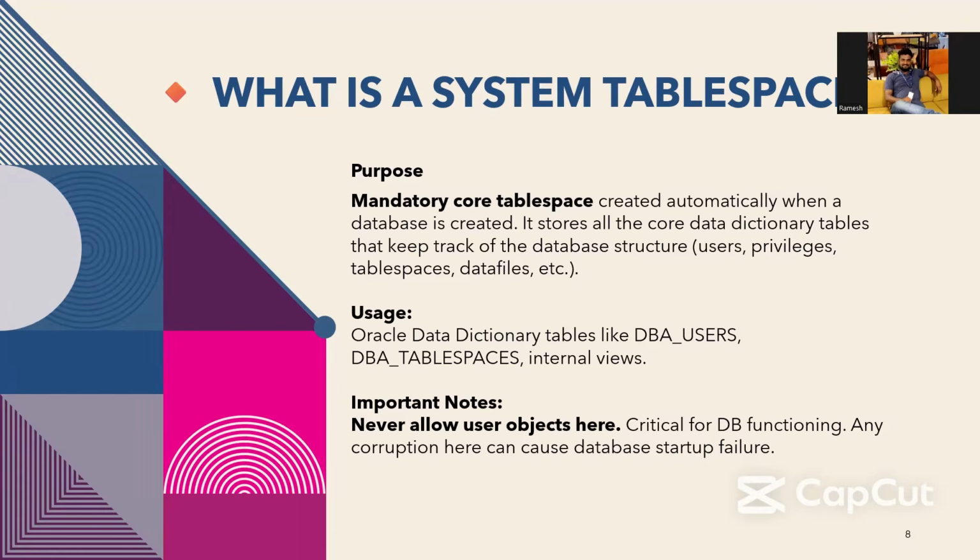Whatever has happened, like how many users, which user has which privileges, how many table spaces, what the data files are, all the structures will be stored in our system table space. We can see this through the views DBA_USERS and DBA_TABLESPACES. It will never allow user objects here. So we cannot store our business data in the system table space. It is only for storing internal data about user privileges, table spaces and data files.